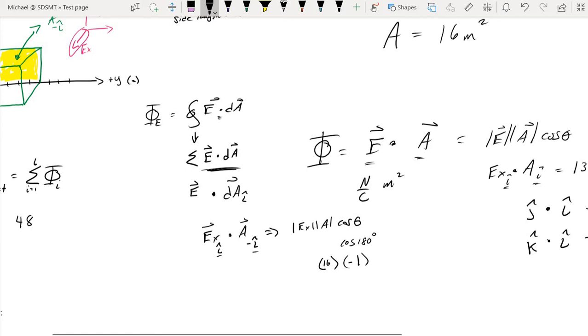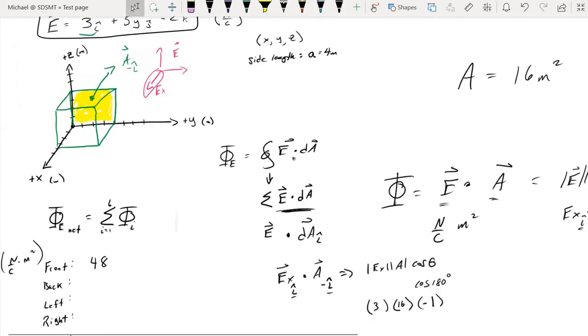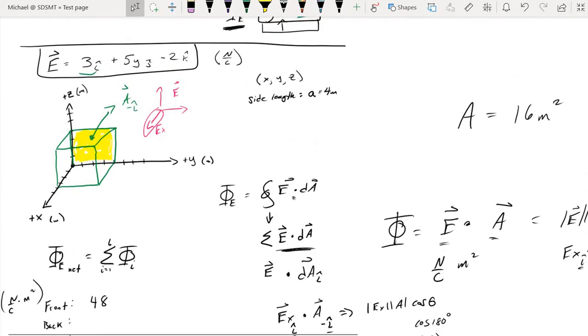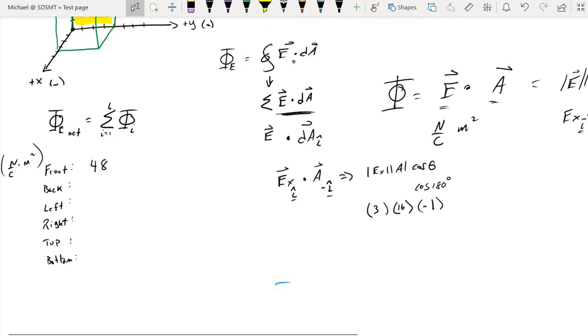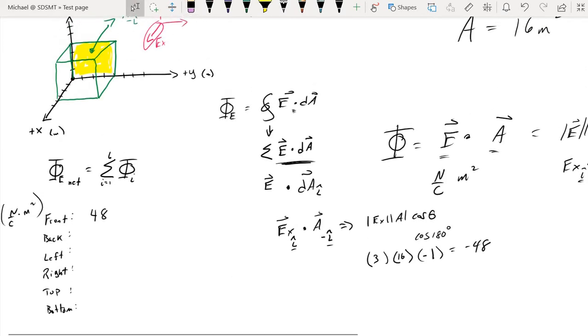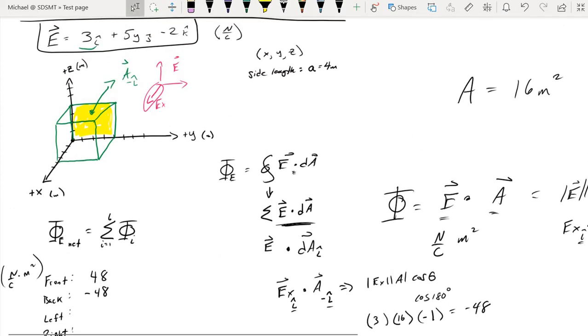We still have 16 for the area vector, and we still have the 3 for the magnitude of the x component of our electric field, and so this is resulting in a negative 48. Okay, so the front and the back face appear to be negating each other in terms of the electric flux.